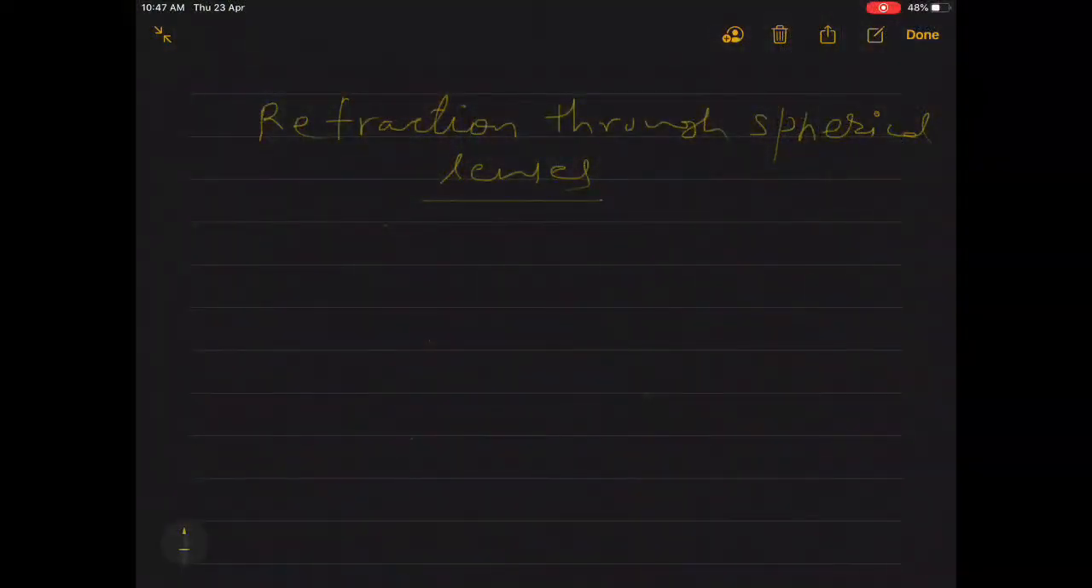So let us begin with this new lecture. In this we will understand about the refraction through spherical lenses. It is well known that spherical lenses are of two types: convex lens and concave lens.